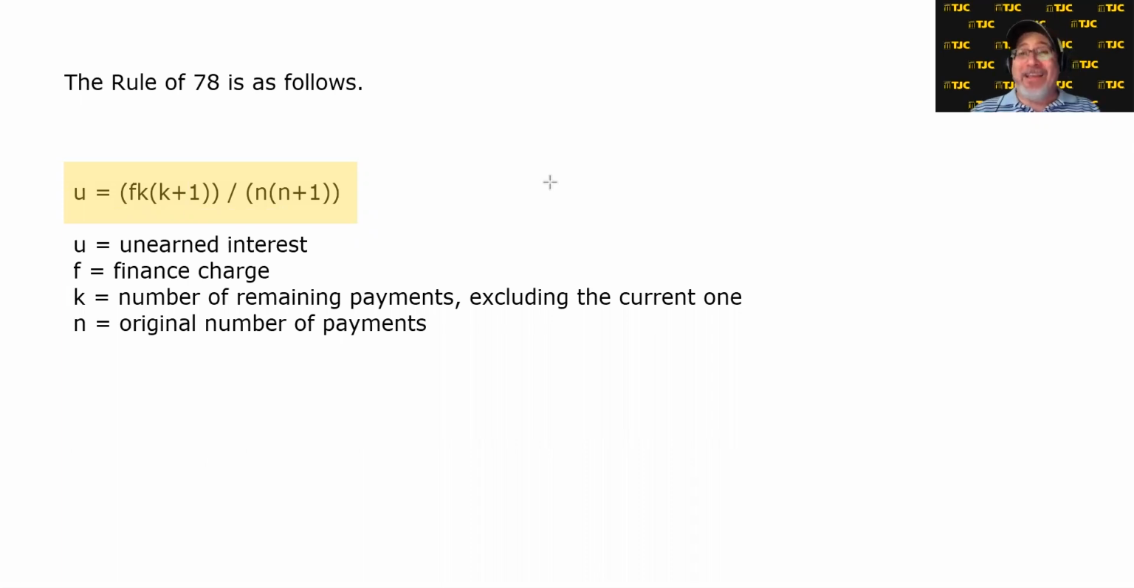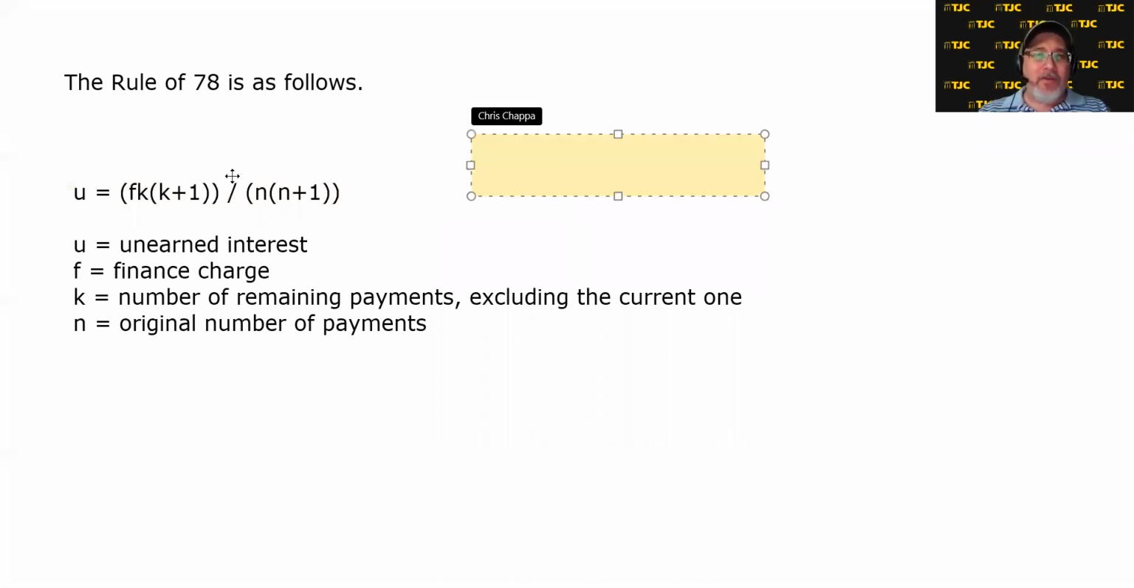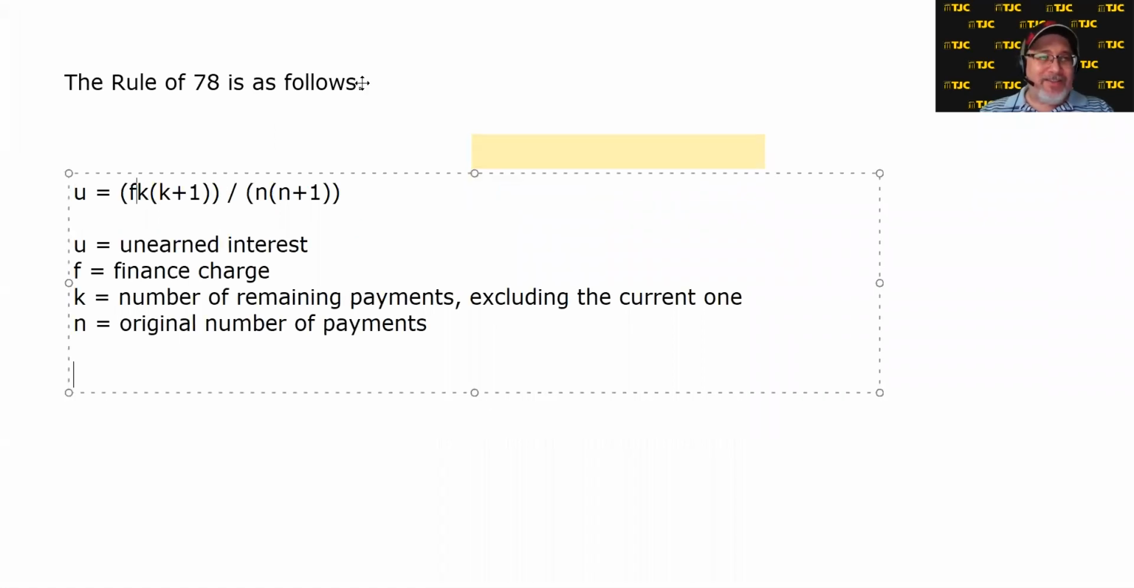The f is the finance charge. K is the number of remaining payments excluding the current one, just like it was in the actuarial method. And n is the original number of payments. So we won't have to use the APR table. That's good. Just remember that an expression like this means f times k plus 1.